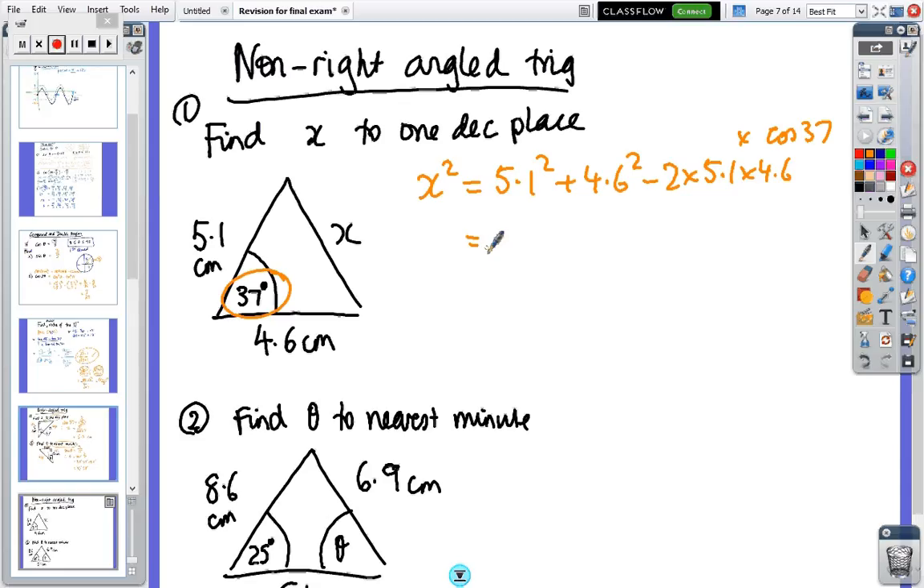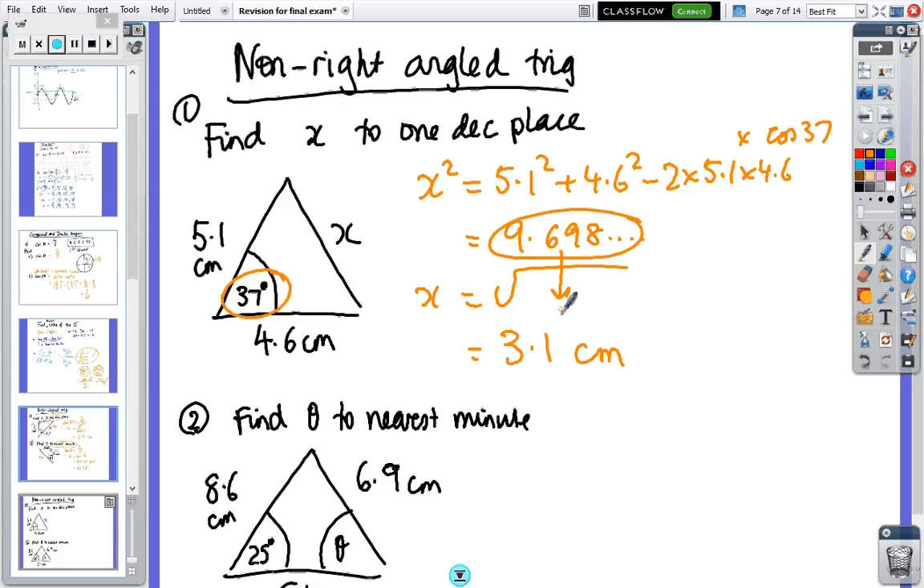Okay, so 5.1, it's a bit of buttons pressing, plus 4.6 squared minus 2 by 5.1 times 4.6 times cos 37. Okay, so we get 9.698, but we have to square root that number, and we get square root answer equals, and we want one decimal place, so it's 3.1 centimetres. Okay, so the most common mistake is to forget to press the square root. So that number there is not the answer, it's the square root.